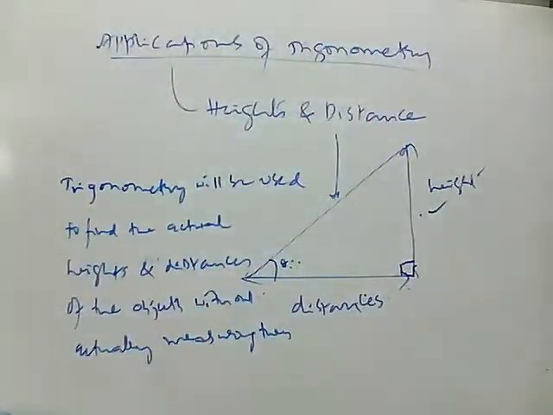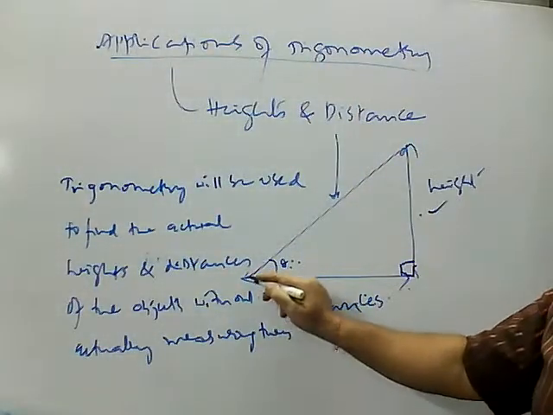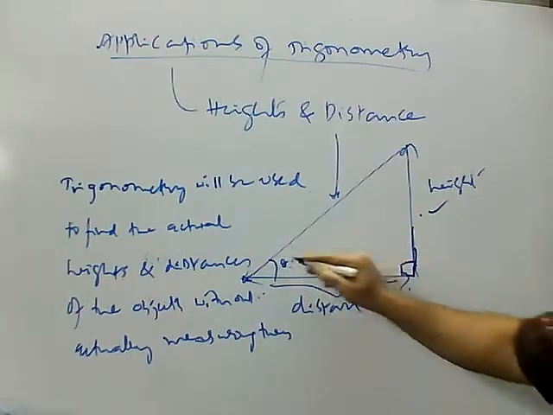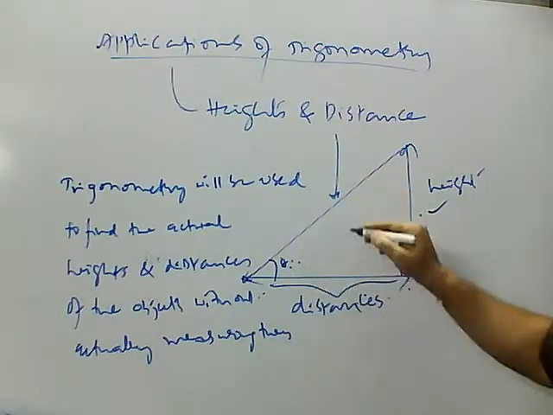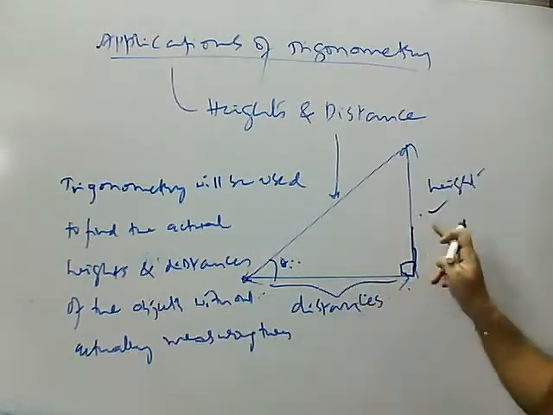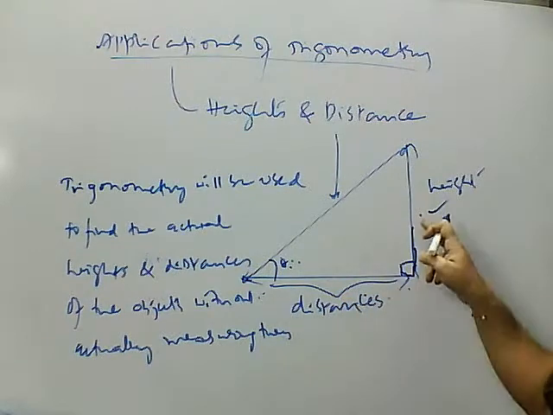Suppose I want to find the height of a tower. I am standing here, and I know the distance of the foot of the tower from me. The distance is given, and I know the angle of elevation. This is called the angle of elevation. So I use the trigonometry concept: tan theta is the upward side by the adjacent side. I know this value, so then I can find the height.